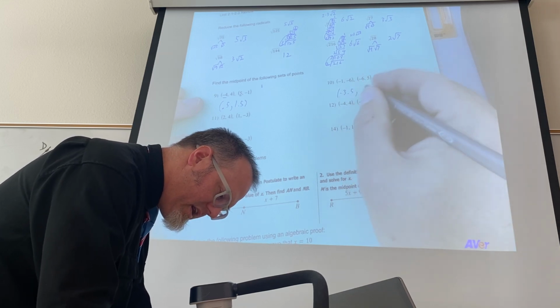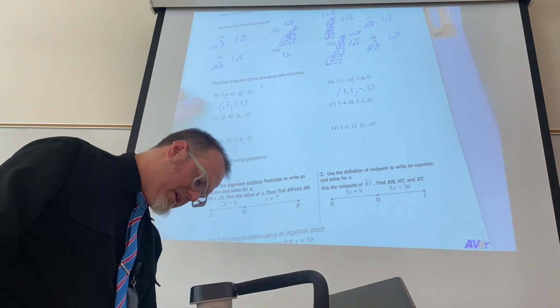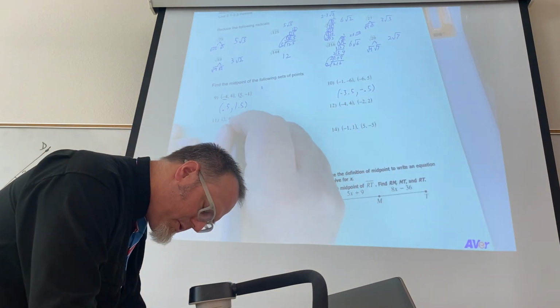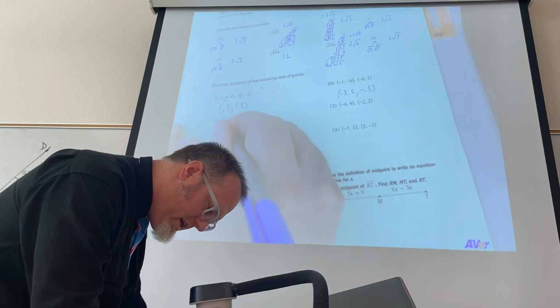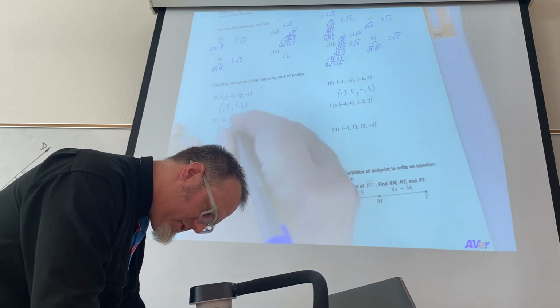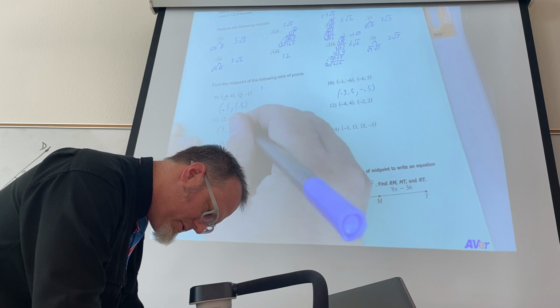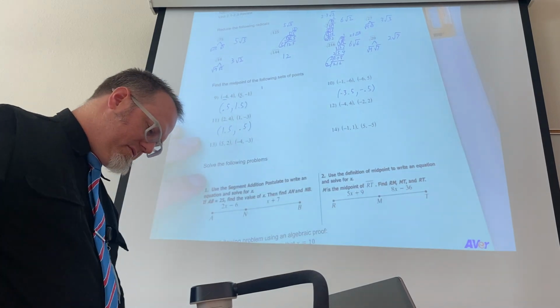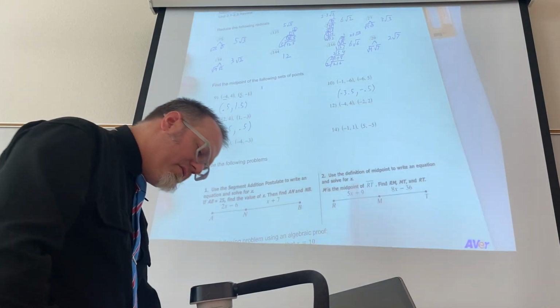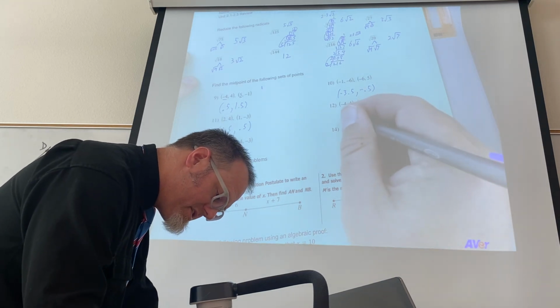Negative 6 and 5 is negative 1. Divided by 2 is a negative 1/2. Man, couldn't have made these come out even, could we? 2 plus 1 is 3. Divided by 2 is 1.5 again. 4 minus 3 is 1. Divided by 2 is a positive 1/2. Negative 4 and negative 2, that's a negative 6. Divided by 2 is a negative 3.